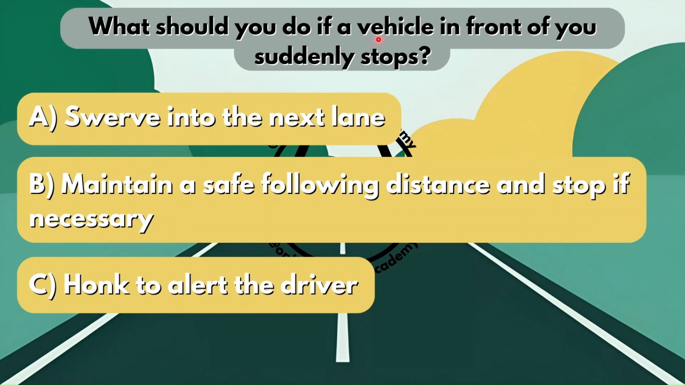What should you do if a vehicle in front of you suddenly stops? Is it option A, swerve into the next lane? Is it option B, maintain a safe following distance and stop if necessary? Or is it option C, honk to alert the driver?